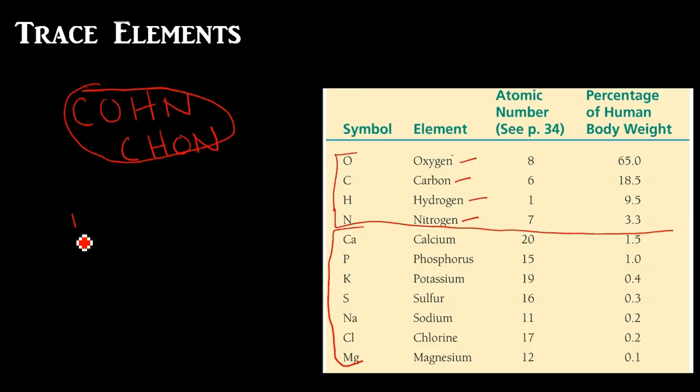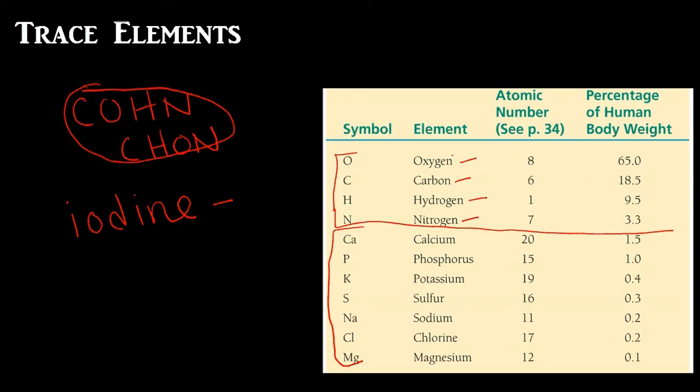For instance, iodine is a trace element. It's not on this chart, but it is a trace element. And it's important because if you don't get enough iodine, you get what's called goiter, where you have a big golf ball size to basketball size growth on your neck.